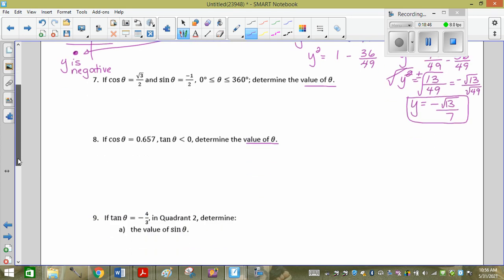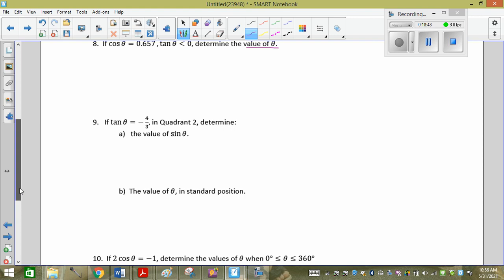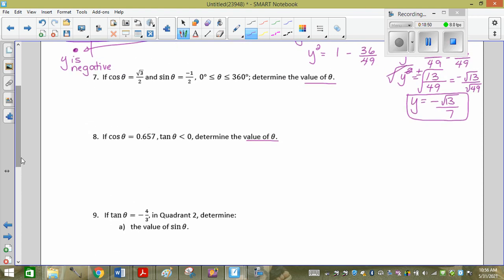I'm going to get you to try 7, 8, and 9 if you haven't already. At 10, we're going to go through them in, I don't know, probably 10 minutes. And then we're going to do the backside.